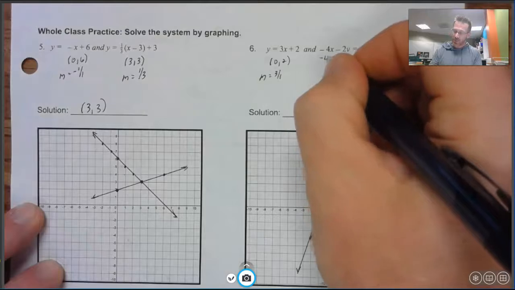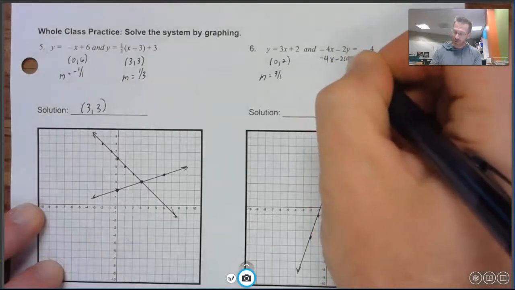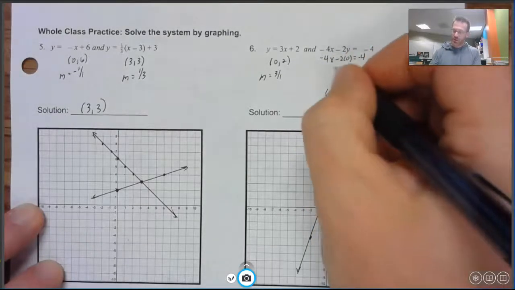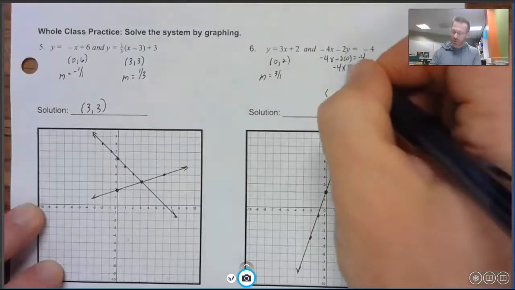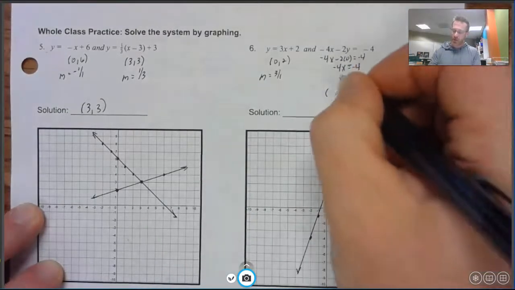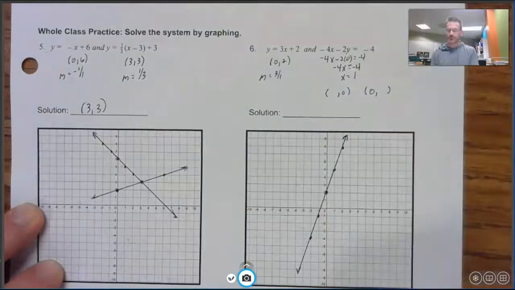Now, once again, I know every x-intercept is something, 0, and every y-intercept is 0, something. So negative 4x minus 2 times 0 is equal to negative 4. So negative 4x is equal to negative 4. Now negative 4 times what is negative 4? And that would be positive 1. So my x-intercept is 1, 0.